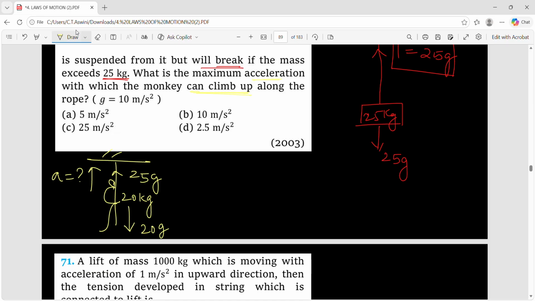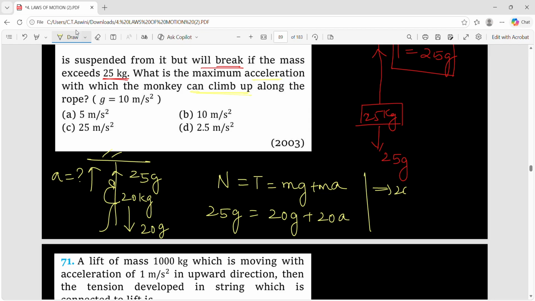So the downward weight of the monkey is 20 G. Now just simplify this. The monkey is moving upward. So what will be the normal reaction, or what will be the tension in the rope when it is moving upward? It will be mg plus ma. So the normal reaction is 25 G. That is nothing but the tension in the rope. M into G, the mass of the monkey is 20. So 20 into G plus 20 into A.